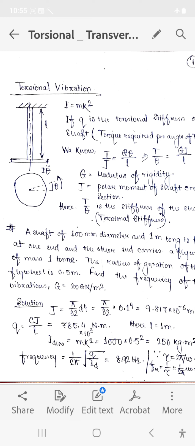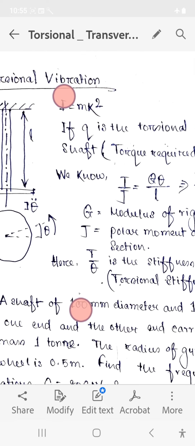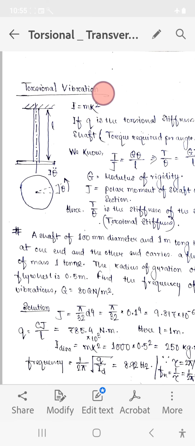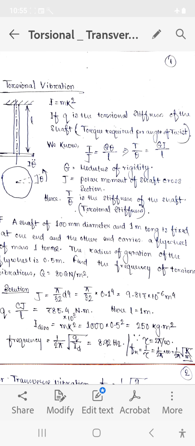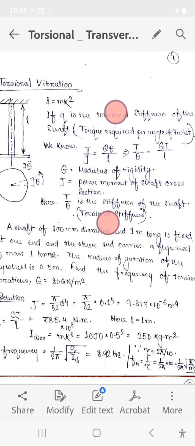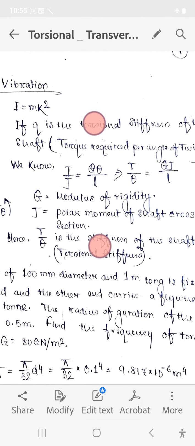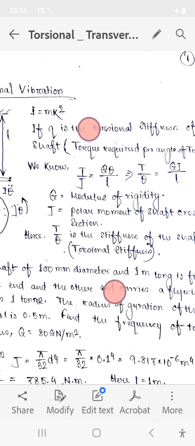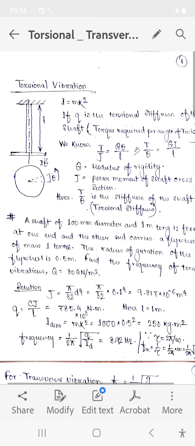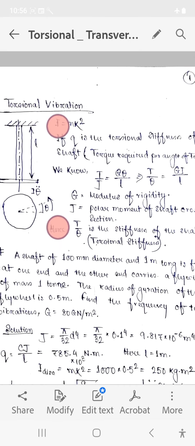Due to the stiffness of the shaft, it will try to restore itself, and in that way the torsional vibration will continue. Now see, here, unlike the spring, we are considering Q as the torsional stiffness, in place of K. Now in case of torsion, as per our knowledge of strength of materials, we know that T by J equal to G theta by L. G is the modulus of rigidity and J is the polar moment of inertia of the cross section of the shaft, which is of length L.